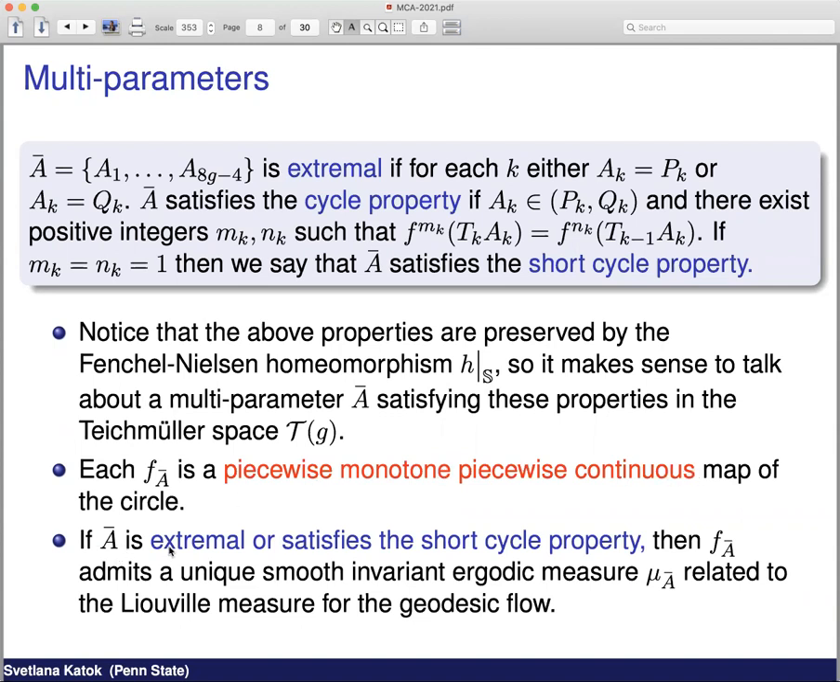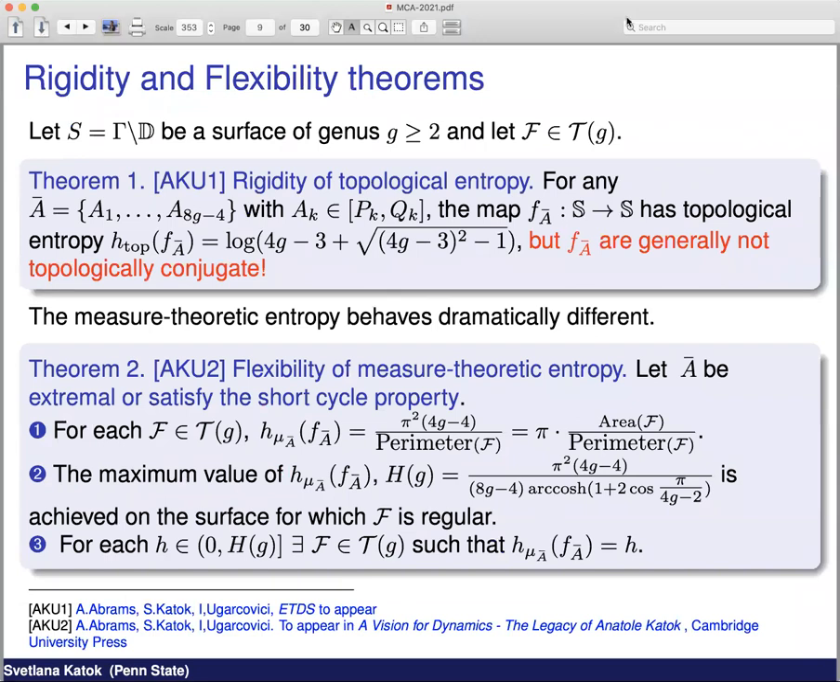Okay, now if A is extremal or satisfies the short cycle property, then FA admits a unique smooth invariant ergodic measure related to Liouville measure. Okay, so we are going to use this. And now I'm ready to state the theorems.